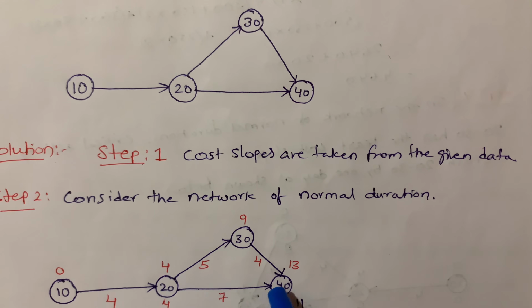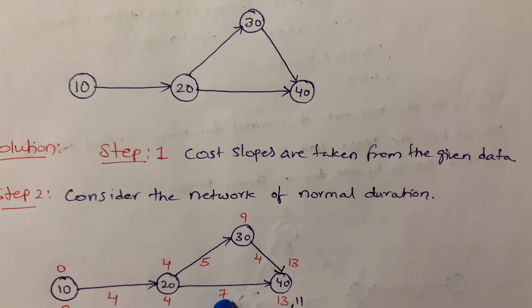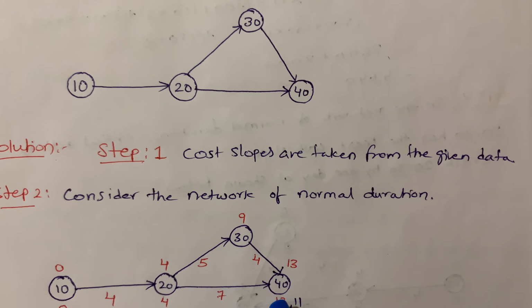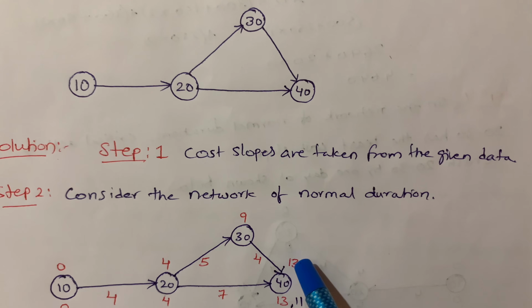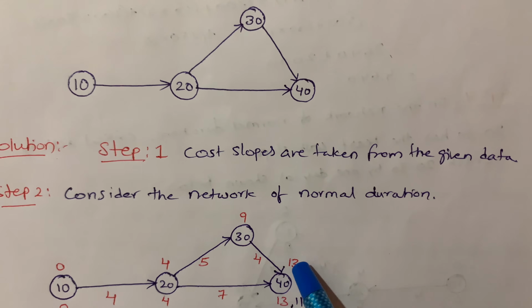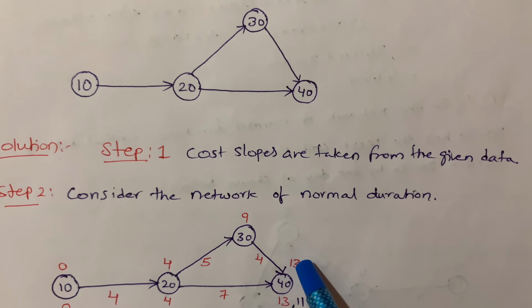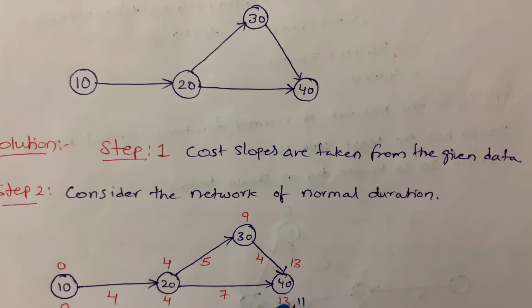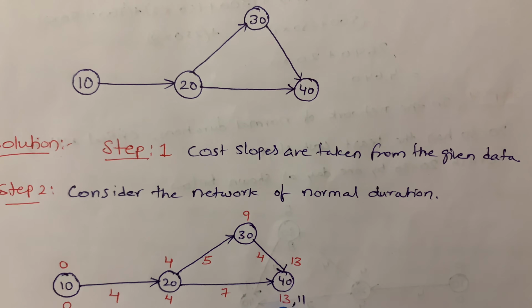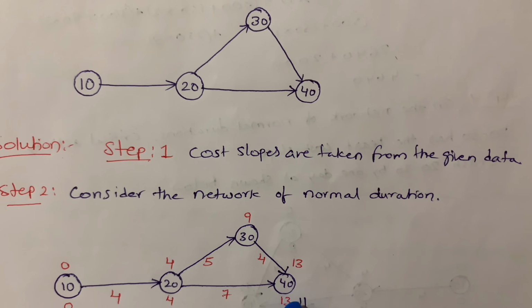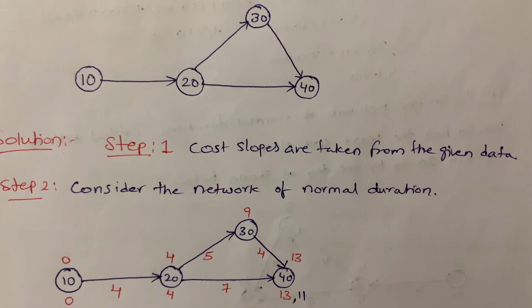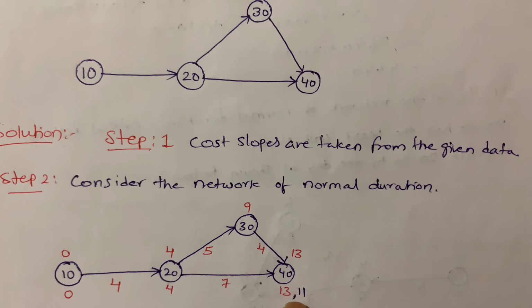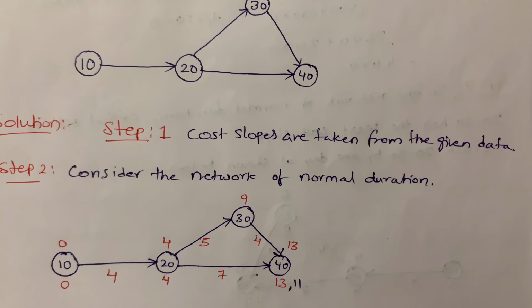Okay, and next, 20 to 40 duration is 7 days. So 4 plus 7 is 11. But in the junction part we have to consider the maximum duration. Why? Because this indicates the maximum possible time of completion of the project. That's why we consider the maximum value in the junction.